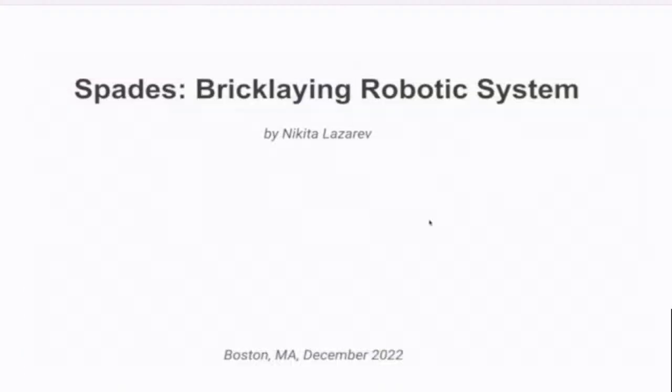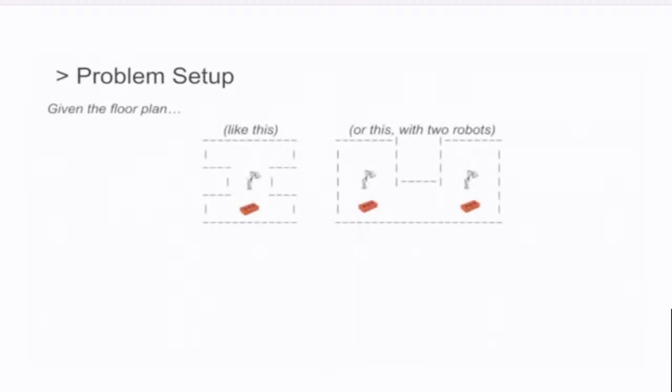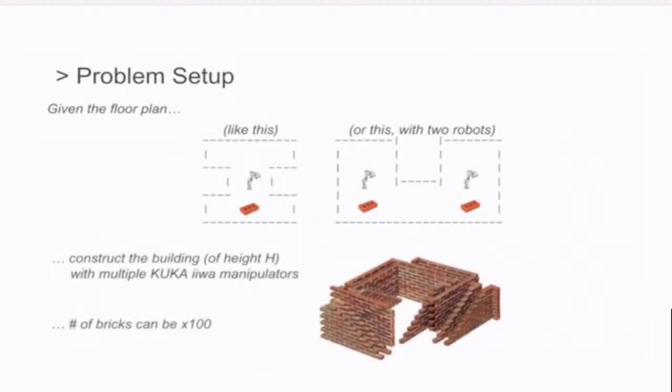Hi everyone, my name is Nikita, and in this talk, I would like to introduce my work on SPADES, a bricklaying robotic system. The problem is the following. Given a floor plan that is specified as a set of dashed lines, the system should be able to construct a building of certain height by layering bricks on top of each other according to the floor plan. There might be single or multiple robotic arms working together, and the number of bricks can be as high as hundreds.